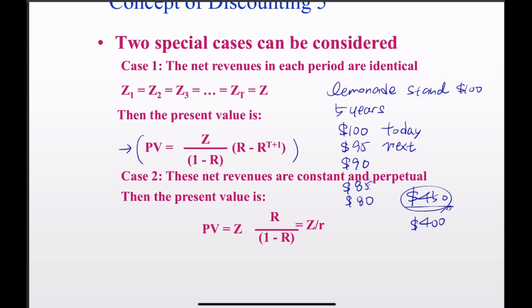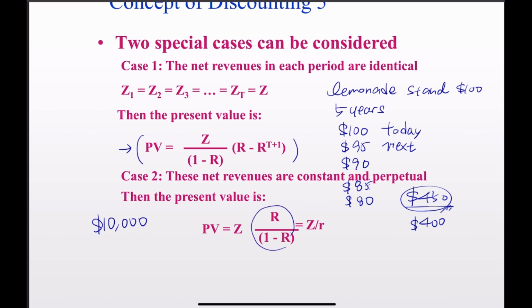Okay, so case 2 is that the net revenues are constant and perpetual. So now let's imagine that you own an apartment building that makes $10,000 profit every year. Okay, $10,000. So you expect it to do this forever. So how much is this stream of income worth today? Here's the cool part. There is a super simple way to figure this out. You just divide the yearly profit by the interest rate.